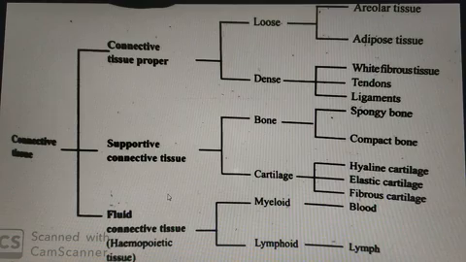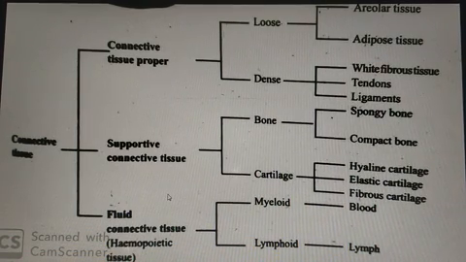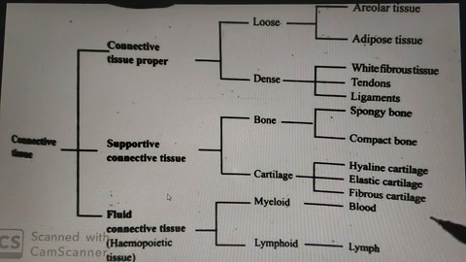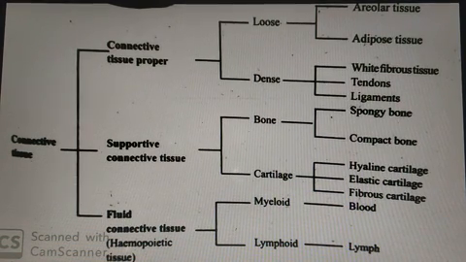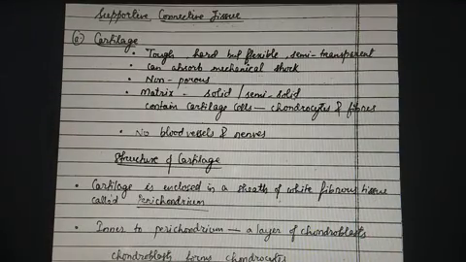The supportive connective tissue is of two types. One is called bones, another one is called cartilage. Clear? Bones and cartilage. So let us discuss the supportive connective tissue. It is of two types: one is called cartilage, another one is called bones.